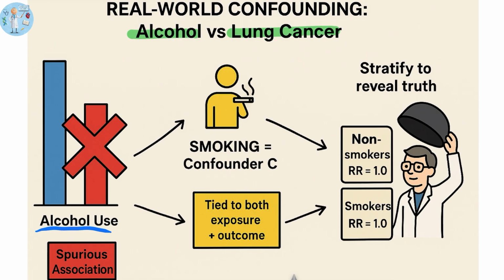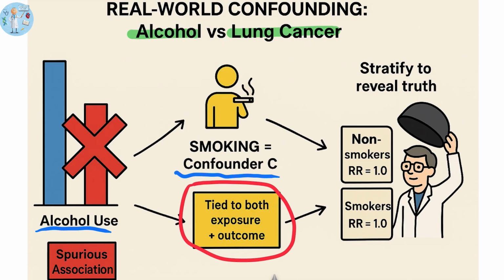Exactly. And the massive third variable, the confounder, is smoking. There's a very strong behavioral link. People who drink heavily are also much more likely to be smokers. And we all know that smoking is the real culprit for lung cancer. So smoking is tied to both the exposure, the alcohol, and the outcome, the cancer. That's the textbook definition. So what do we do?